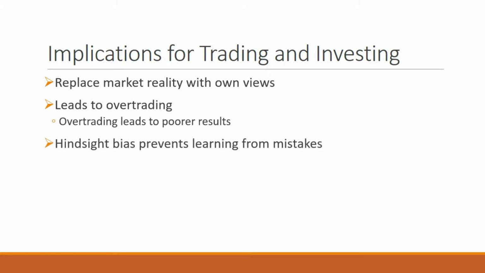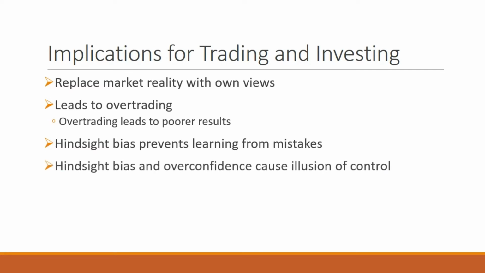Hindsight bias also prevents us from learning from our past mistakes. Because we feel that anything that goes wrong in the past is not our responsibility, we don't learn the mistakes that we've made, and we're destined to make those mistakes in the future. Finally, hindsight bias and overconfidence together cause the illusion of control, which means that random events and random market movements we consider to be under our control, and this leads us to make investment mistakes.